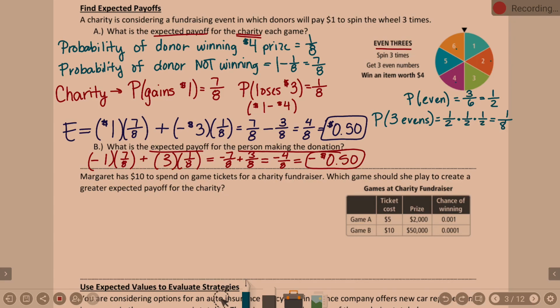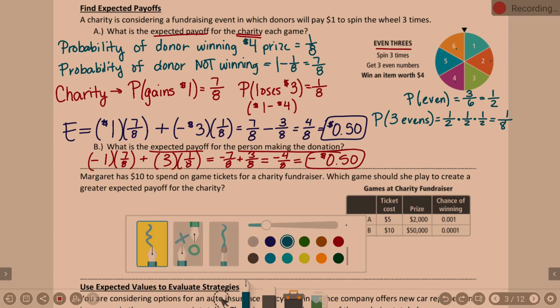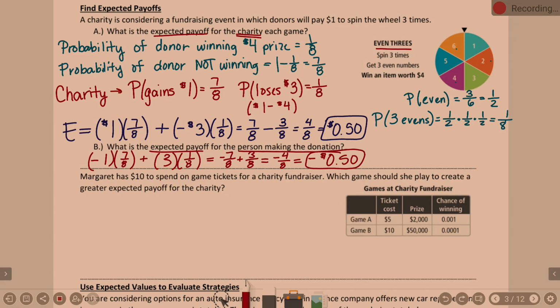So in our next example, Margaret has $10 to spend on game tickets for a charity fundraiser again. Which game should she play to create a greater expected payoff for the charity? Okay, so did you catch that? We are looking for a greater expected payoff for the charity. So it's not about the better deal for her, it's about how she can earn more money for the charity. Now, in this scenario, there's game A and game B.